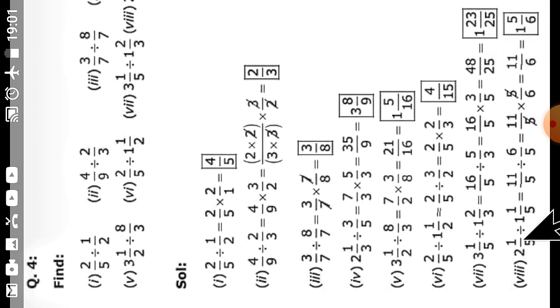Next, 2 integer 1 upon 5 divided by 1 integer 1 upon 5 equals, this also you have to convert into fraction. 5 twos are 10 plus 1, 11 upon 5 divided by 5 ones are 5 plus 1, 6 upon 5. So 11 upon 5 divided by 6 upon 5. Divide will change into multiply and this will get reversed. So 11 upon 5 into 5 upon 6. The 5 and 5 will be cut, equals 11 upon 6 equals 1 integer 5 upon 6.